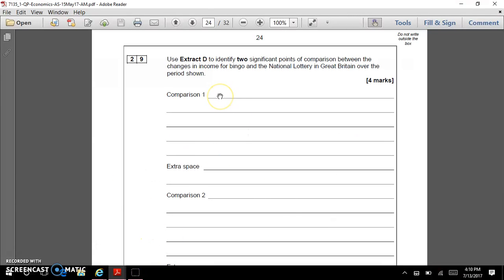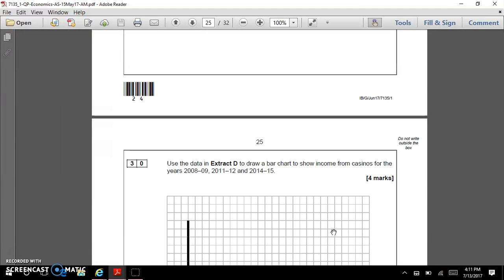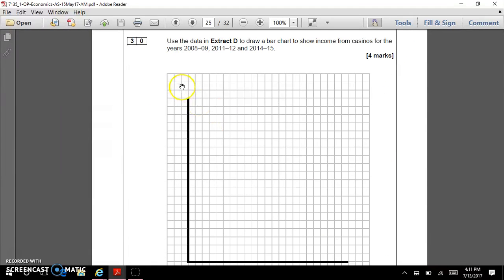So comparison 1, highest income for bingo, highest income for national lottery, when and how much. Lowest value for bingo, how much and when. National lottery, lowest value and how much and when. 4 marks, dead easy. Then the next question, in this case question 30.